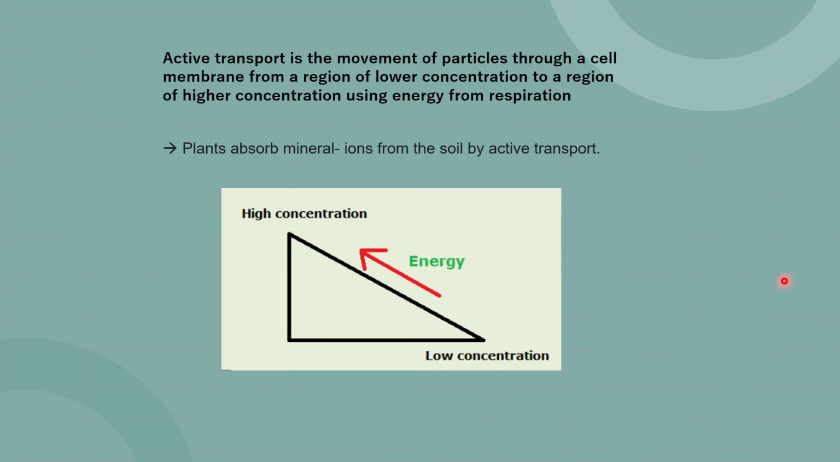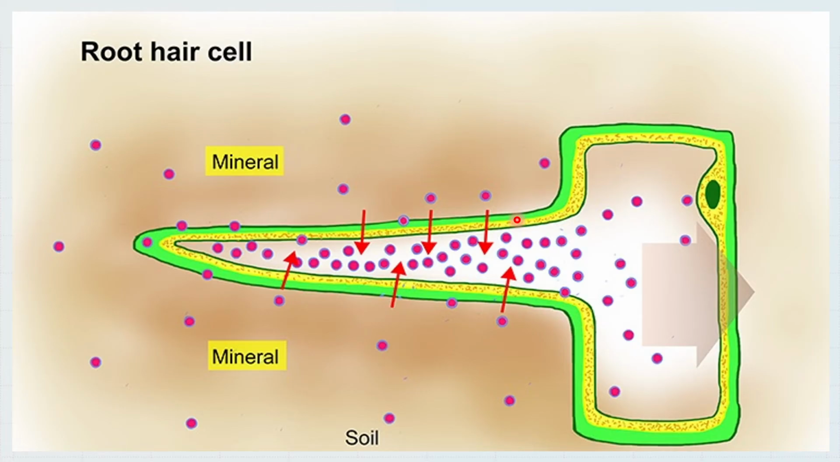So plants absorb mineral ions from the soil by active transport. There are more mineral ions in the plant than outside the plant. So in order to absorb the mineral ions, they have to use the energy from respiration to go against the diffusion and go upwards. As you can see in this diagram, the particles are going upwards from a region of low concentration to high concentration. Root hair cells are a good example of active transport. As you can see over here, the mineral ions are going upwards rather than downwards.